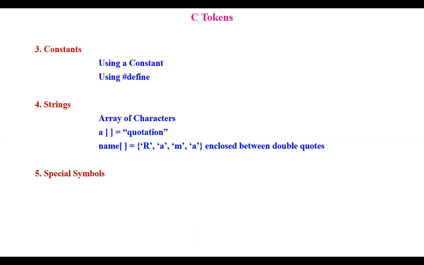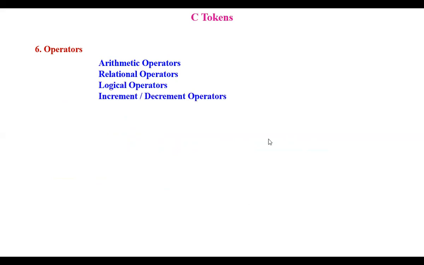Next come the special symbols. Special symbols can be curly brackets, square brackets, round brackets, hash, star, comma, full stop, like this, which will be used. Next come the operators. These operators are of different types. We can have arithmetic operators, relational operators, logical operators, increment or decrement operators, assignment operators, bitwise operators, and conditional operators.